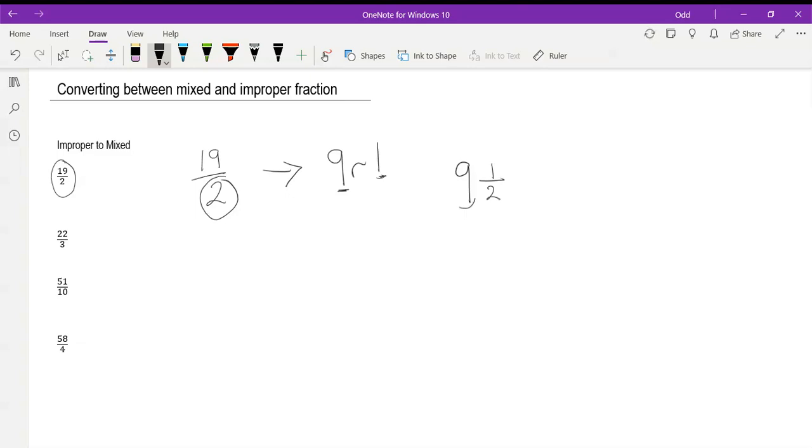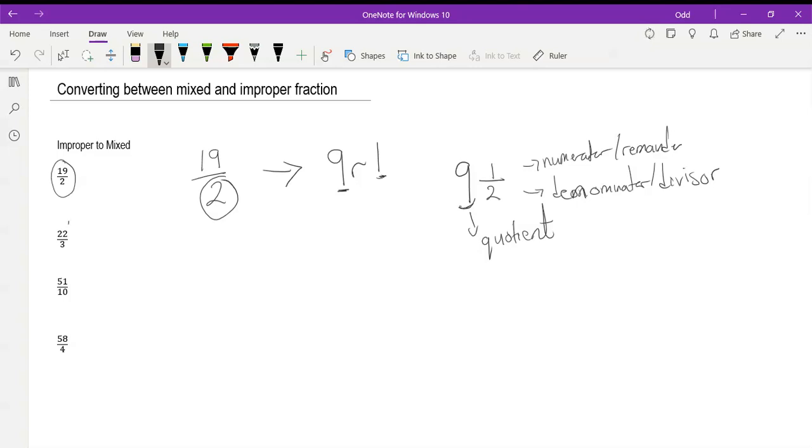So this whole number is also called the quotient. This is our numerator, or the remainder, and this is our denominator, or the divisor. That's the number that we used to divide. So the numerator is the remainder, the denominator is the divisor, and then the whole number is the quotient.